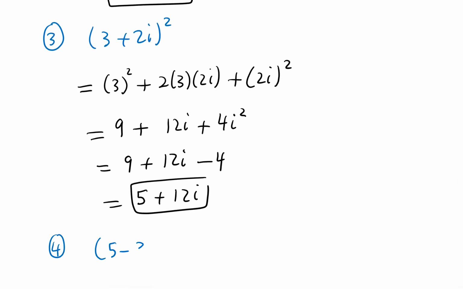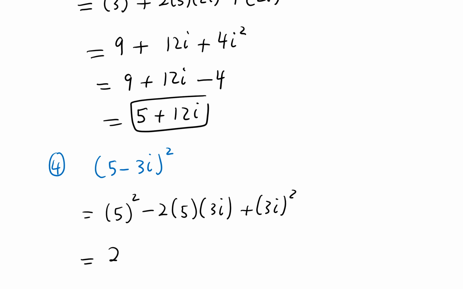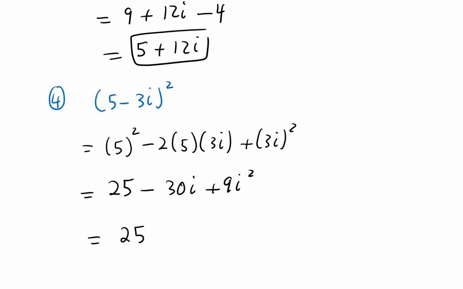Another example, 5 minus 3i squared. Again, there's a formula for a minus b squared, which says the first one squared minus 2 times the first one times the second one, plus the second one squared. What do we get? 25 minus 2 times 5, 10 times 3, 30i, plus 9i squared. 25 minus 30i. i squared is -1. 25 minus 9 is 16, minus 30i.